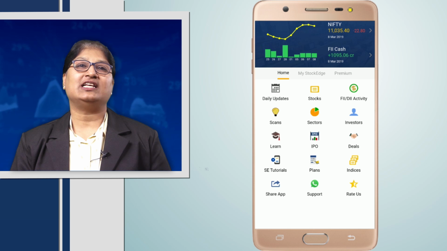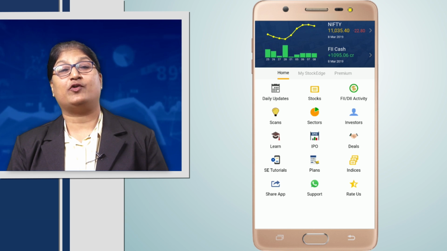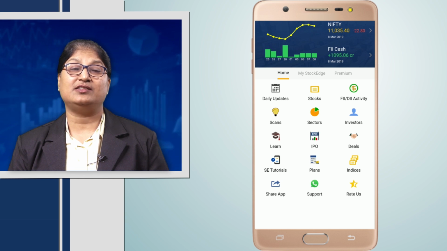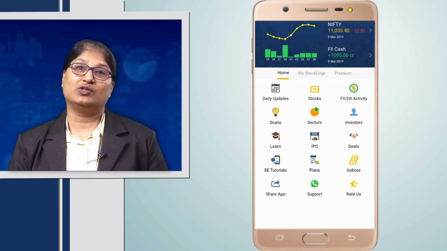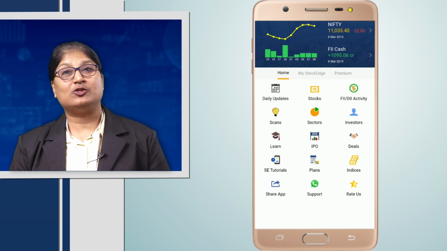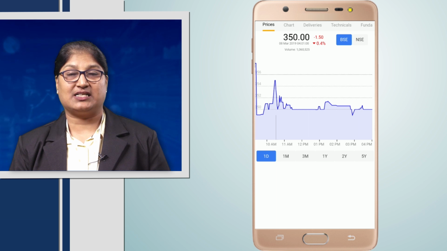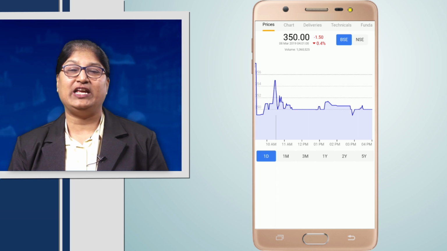Yes, the Stockedge app is the one-stop shop for all your trading requirements. Now the question arises, how? Is it possible? So here's the answer. Stockedge app has made it very easy for all kinds of traders and investors to trade swiftly and easily. You can not only find good stocks with ease, but can also see the price movement and charts to decide your trading strategy, and all this comes for free.